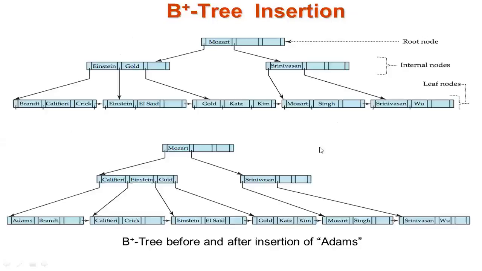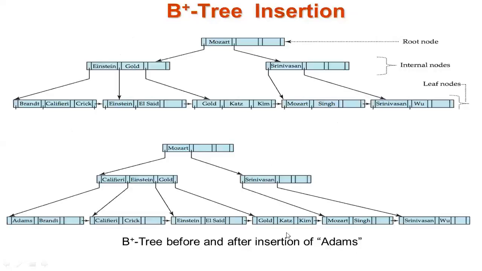So here is the B plus tree insertion. Here you can see the example. The B plus tree is created with the available records. Suppose you are trying to insert a particular record, for example, Adams. So you are trying to add a new record to the existing B plus tree. How can you insert the record?